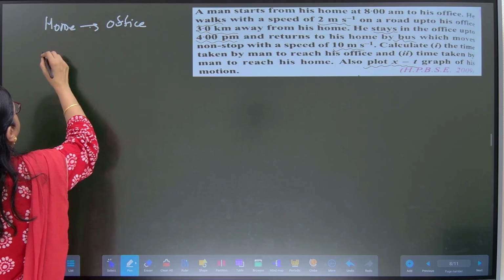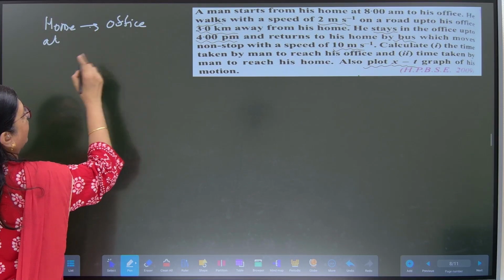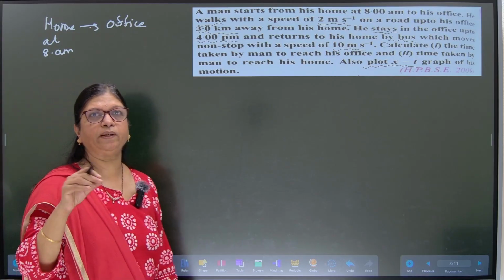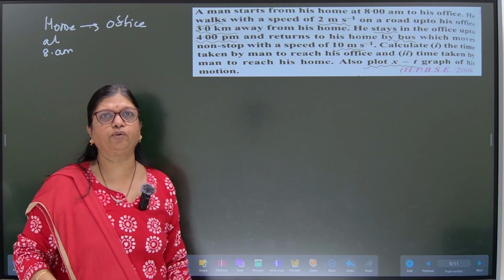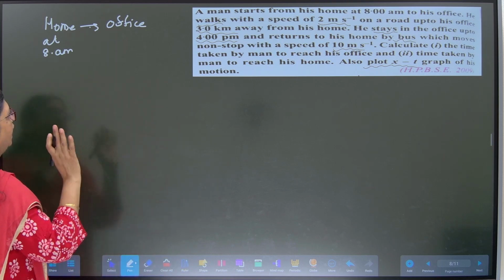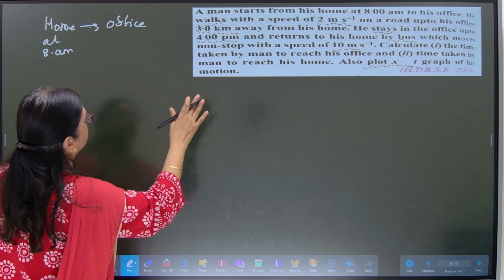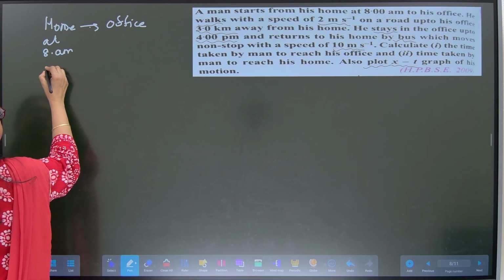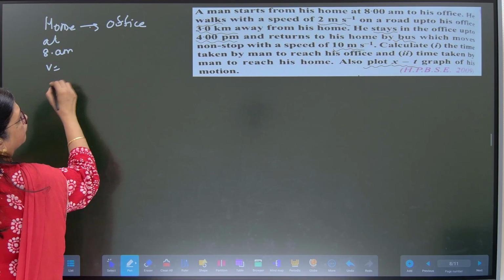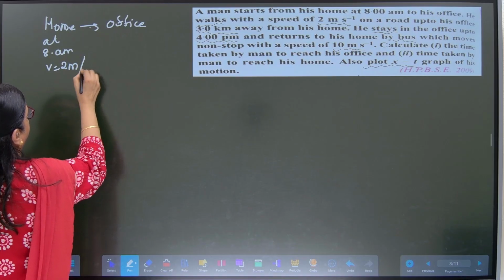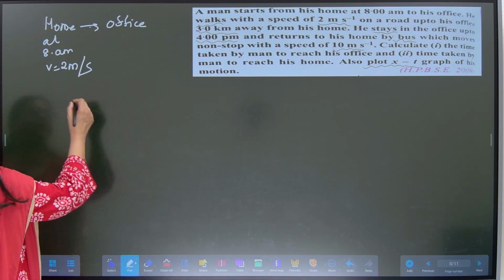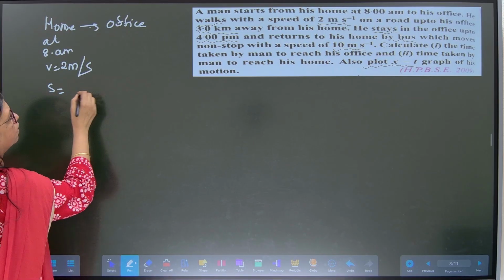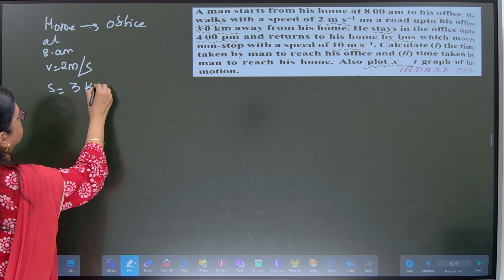When did he start his journey? At 8 a.m. Okay. While teaching, I will teach slowly, but you can understand it fast. Your speed and accuracy should be with you. Fine. Okay. 8 a.m. he started his journey. So what was his speed? Speed is 2 meters per second. And the distance traveled by the person from home to the office is 3 kilometers.